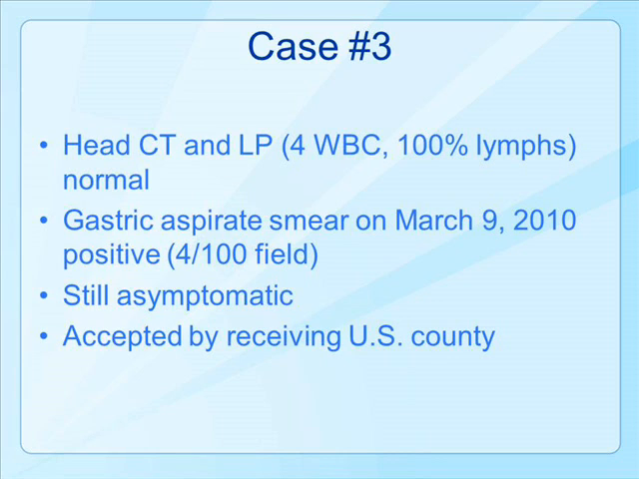But the gastric aspirate smear taken March 9th, 2010 was still positive. And the patient continued to be asymptomatic and was actually accepted by the receiving county of origin in the United States where the adopting parents lived. So that's one requirement, that they need to be accepted by the receiving jurisdiction. So in this case, the patient has only been in appropriate treatment for the 2 months that she's been on treatment. She still has a positive gastric aspirate smear, but is asymptomatic.